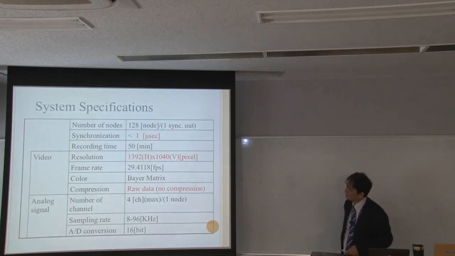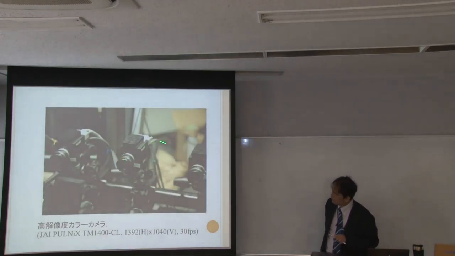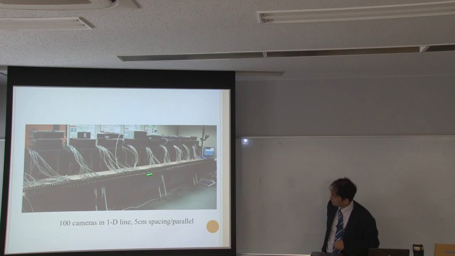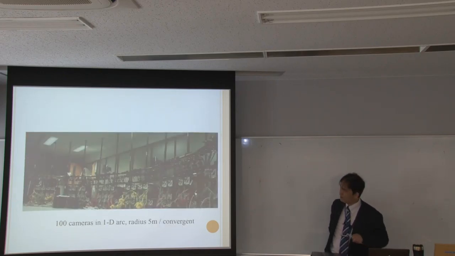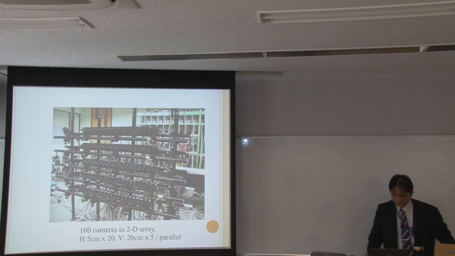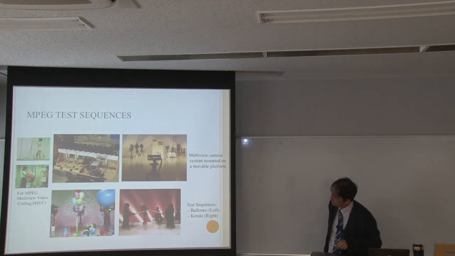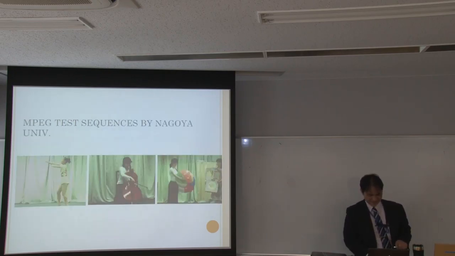And the specification was something I'm proud of. Synchronization is less than 1 microsecond. The resolution is about 1 million pixels, raw data. The cameras are arranged like this: 100 cameras in a 1D line, a 1D arc, and a 2D array. So we developed this, and we captured many kinds of scenes, for example, Fusen Taro, which is a bit of a strange one, kendo, and other scenes.